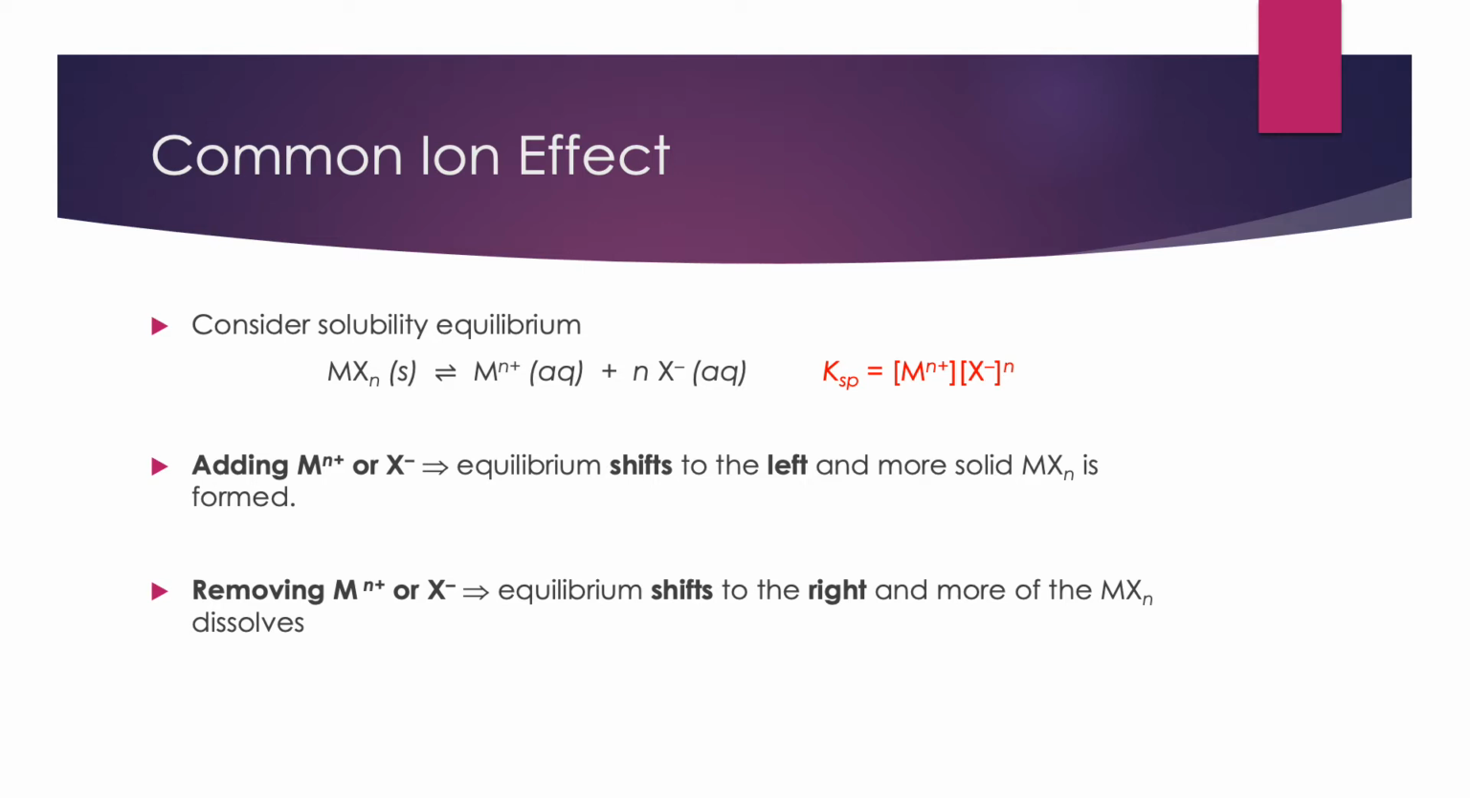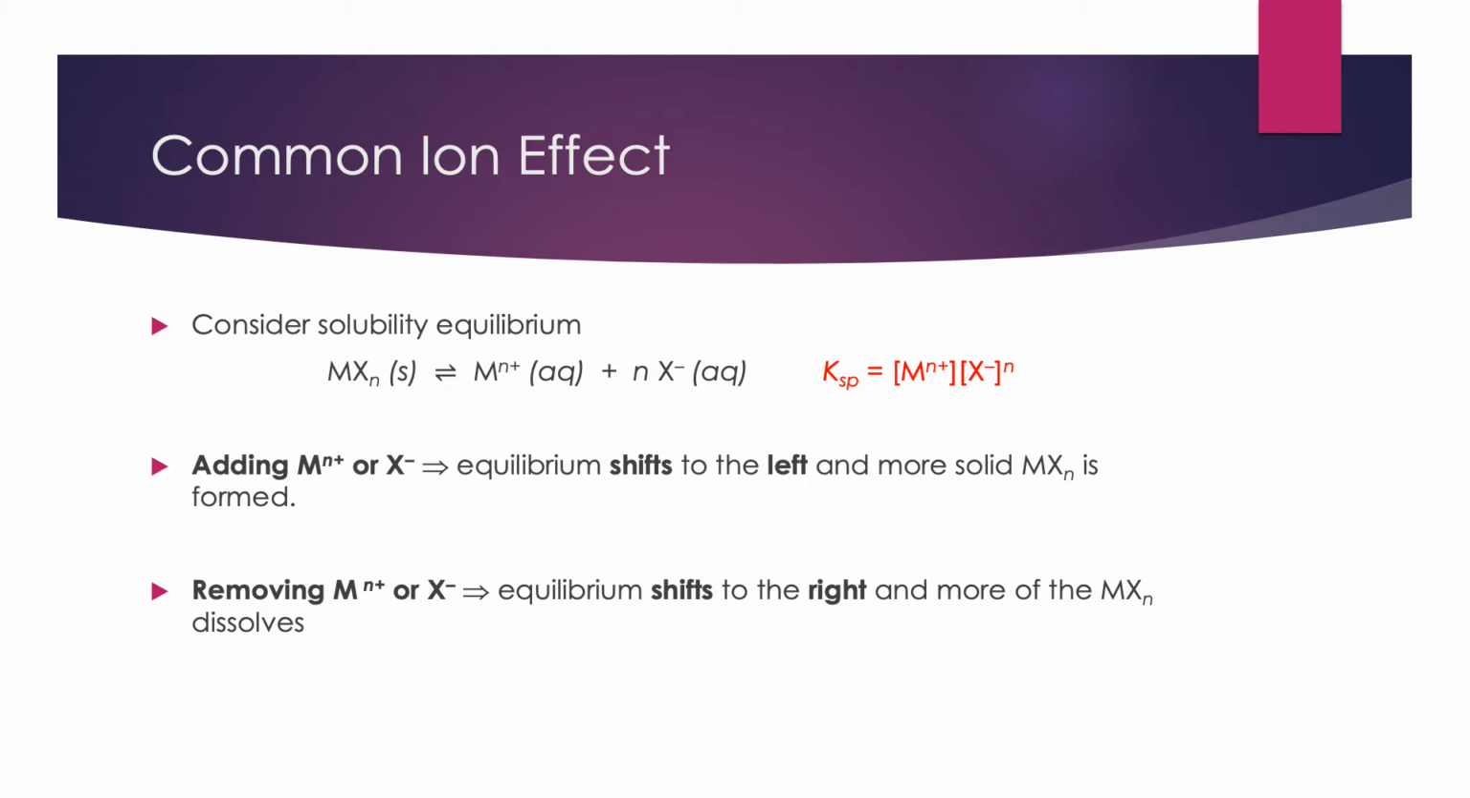Let's suppose we just have some generic ionic compound, I'll call it MXN, and we know that when this dissolves in water, it's an electrolyte solution or a partial electrolyte solution, so it's going to form some metal ions and also some X- ions, and we'll say there's N of them. The solubility product constant, which is the equilibrium constant for this reaction, is simply the product of the concentration of the metal and the concentration of the anion raised to the N power.